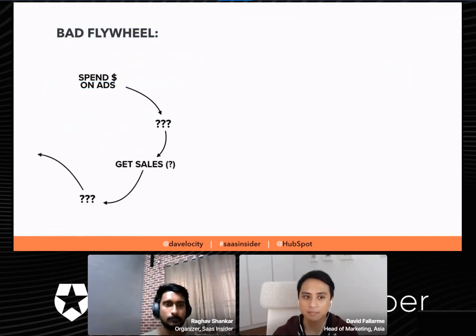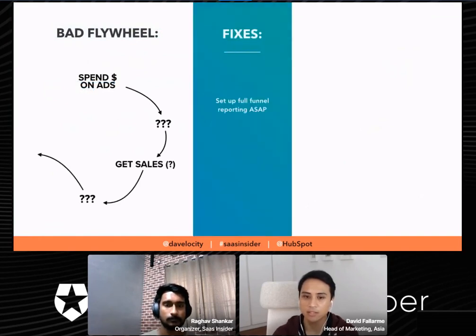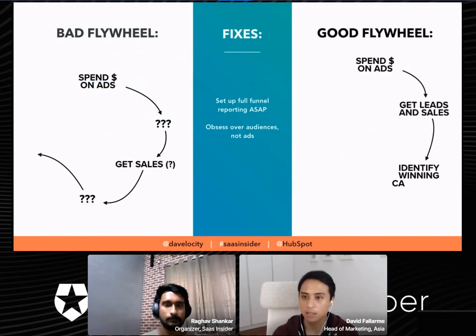Okay? A bad flywheel looks like this. So, a very easy fix, by just setting up full funnel, making sure you're obsessing over audiences and not ads.